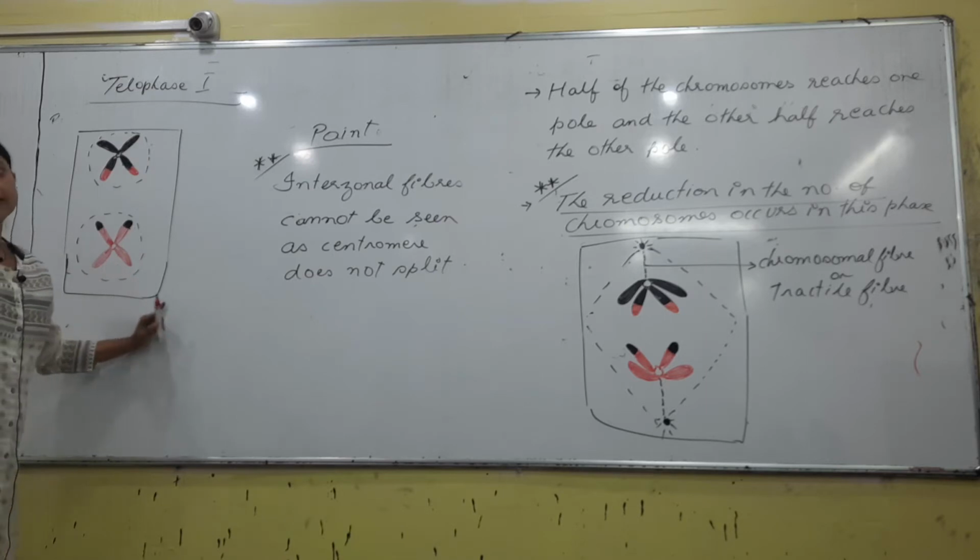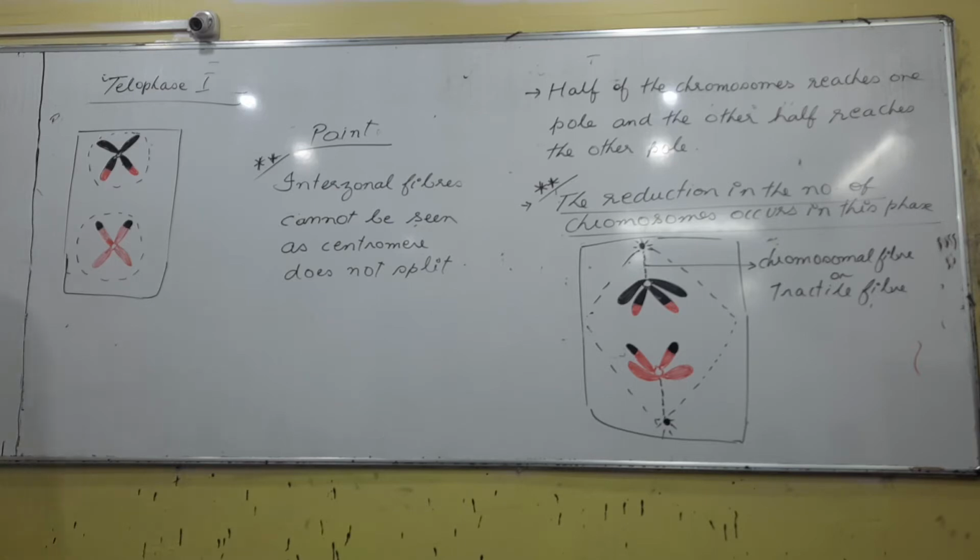The dotted line, what does it depict? The nuclear membrane, because we know telophase is just the opposite of prophase.